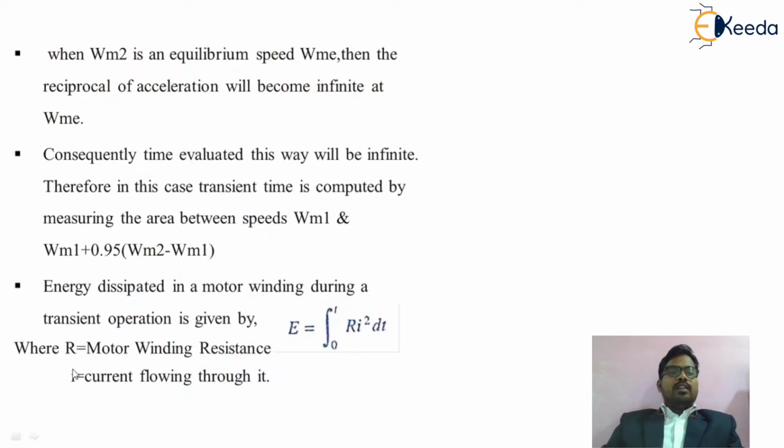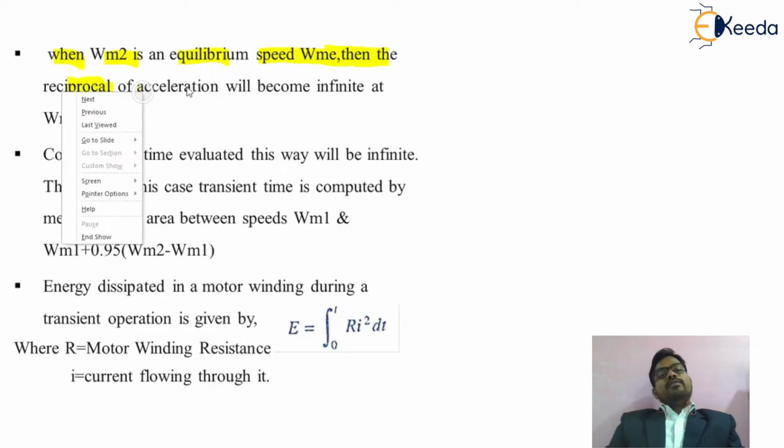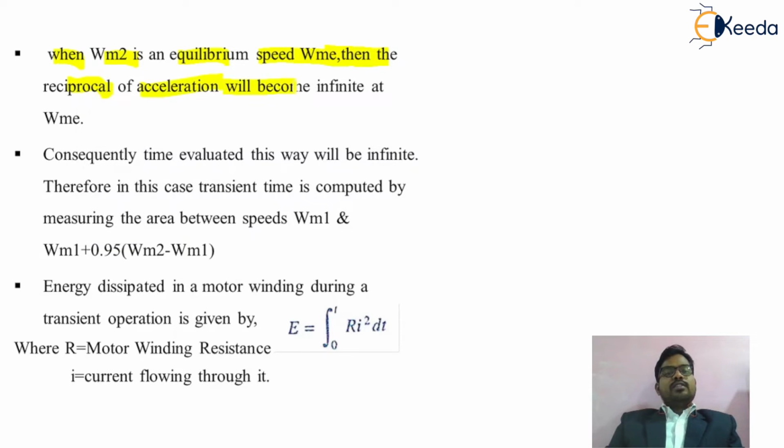Next we will get the value of omega m2. Omega m2 is an equilibrium value of speed, which is called omega me. So it will be the reciprocal of the acceleration. The reciprocal of acceleration means what? It will be 1 by alpha. So consequently the time evaluated will be infinite.